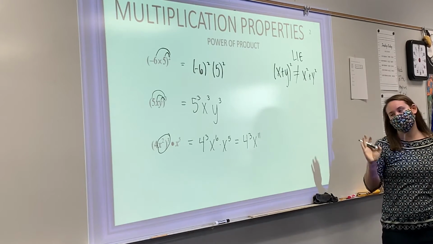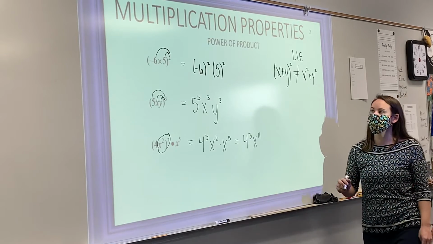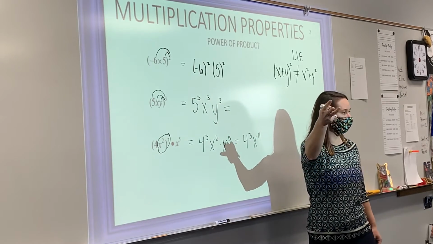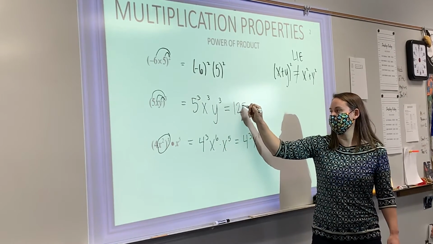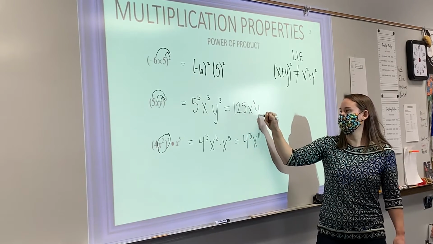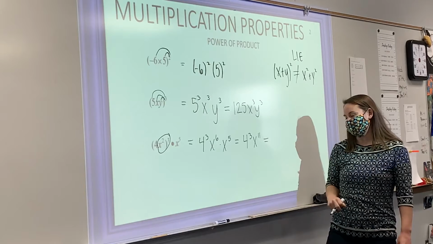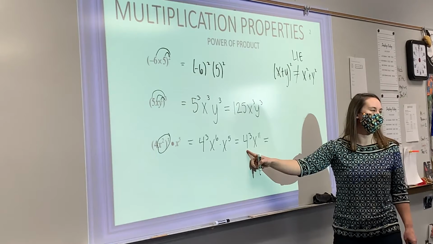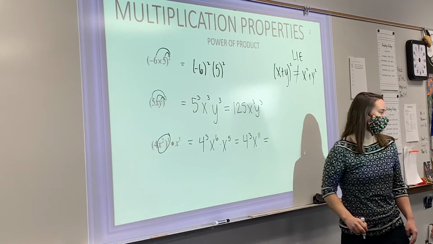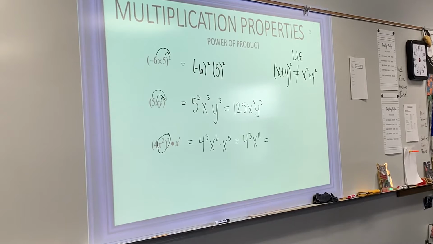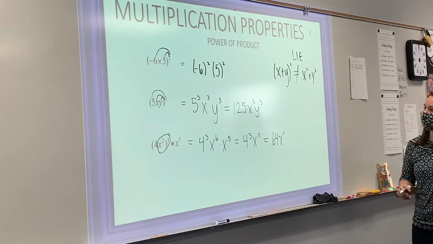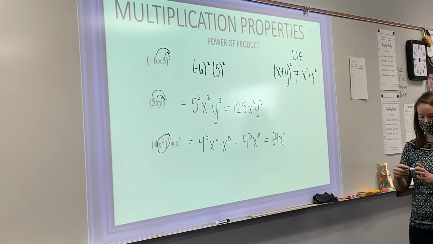Now, I didn't do this because it wasn't important at the time, but we actually can simplify this one. 5 cubed is 5 times 5 times 5. It's 125. And I'm not sure I know this one by heart. 4 times 4 times 4 is 64? It is? Yeah, it is. So this one will be a 64 x to the 11. Sweet.